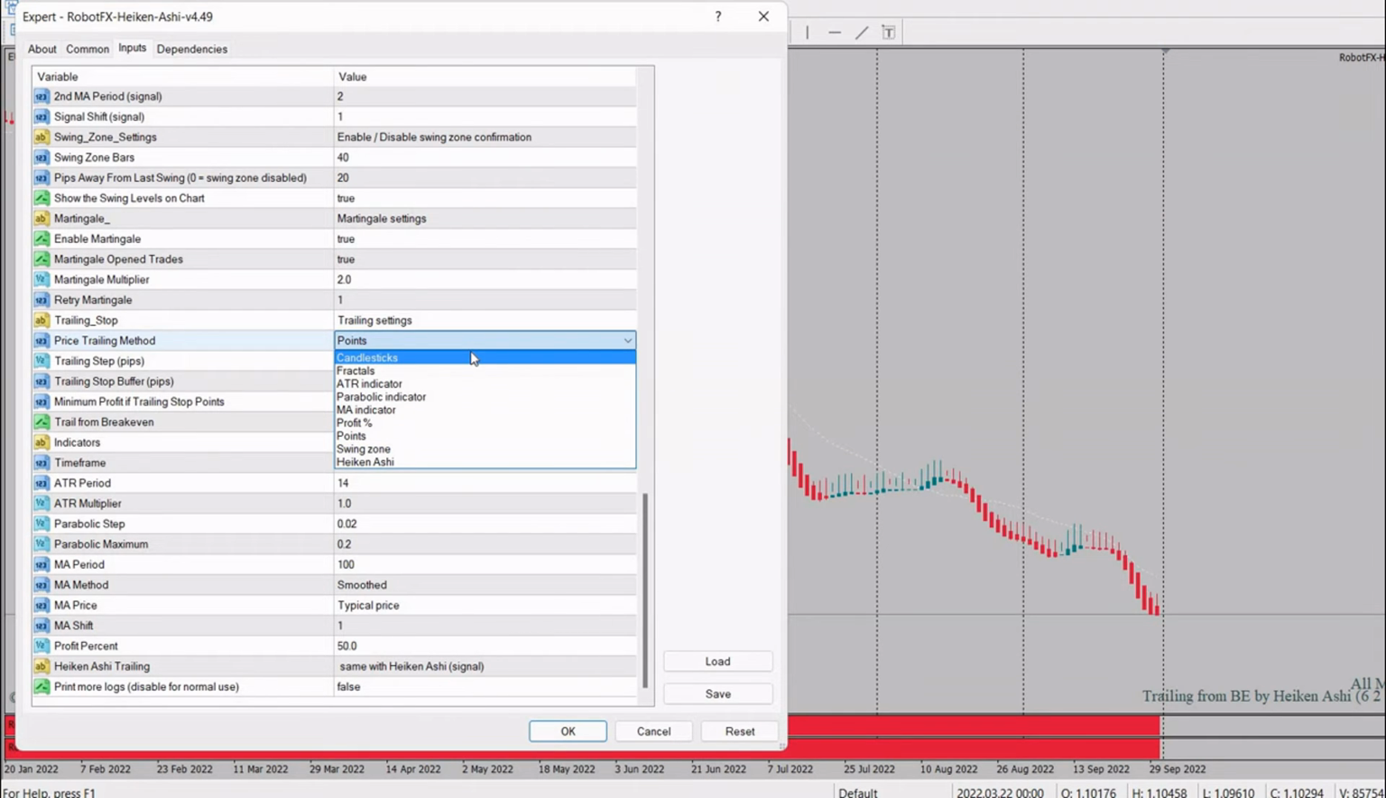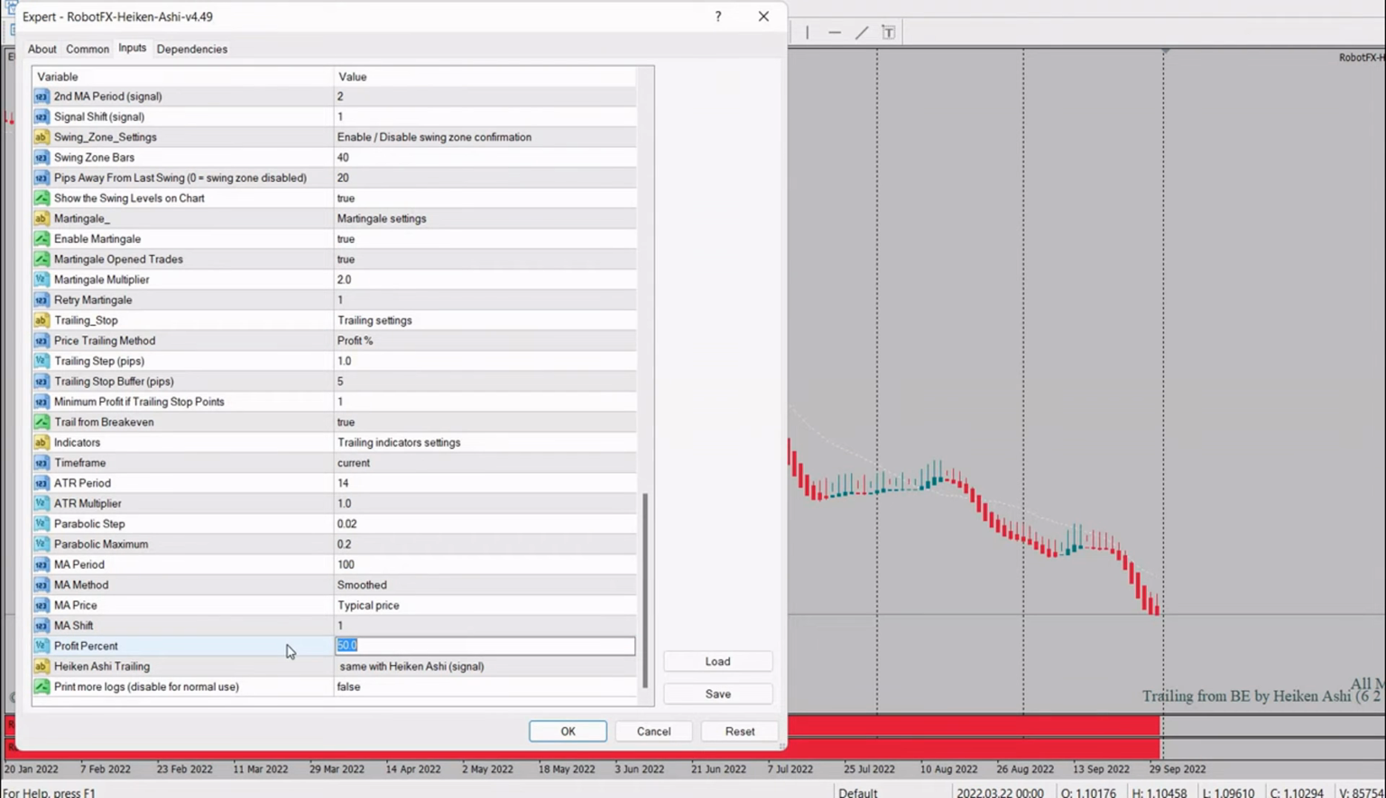So under the trailing settings, there is the possibility to set the trailing stop according to candlesticks, which is basically the end of the candlestick. Mind that this refers to the normal candlestick, not the Heiken Ashi candlestick. For Heiken Ashi candlestick, you have to use the Heiken Ashi. Then there's the possibility to trail according to the fractals indicator limits, the ATR average true range indicator, the parabolic SAR indicator, a moving average indicator, according to the profit, basically when we are 50% in profit or something like that, that option can be set here.